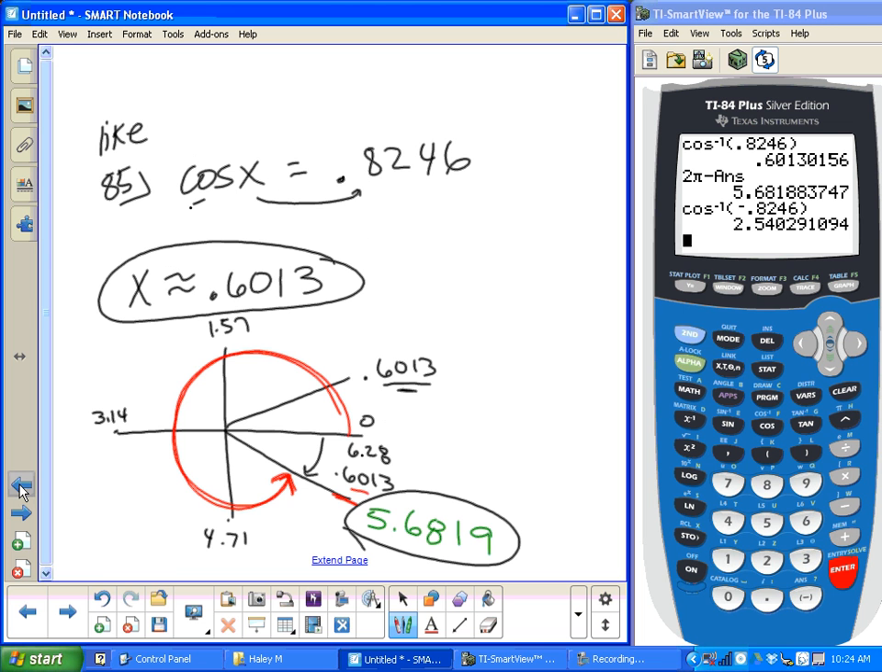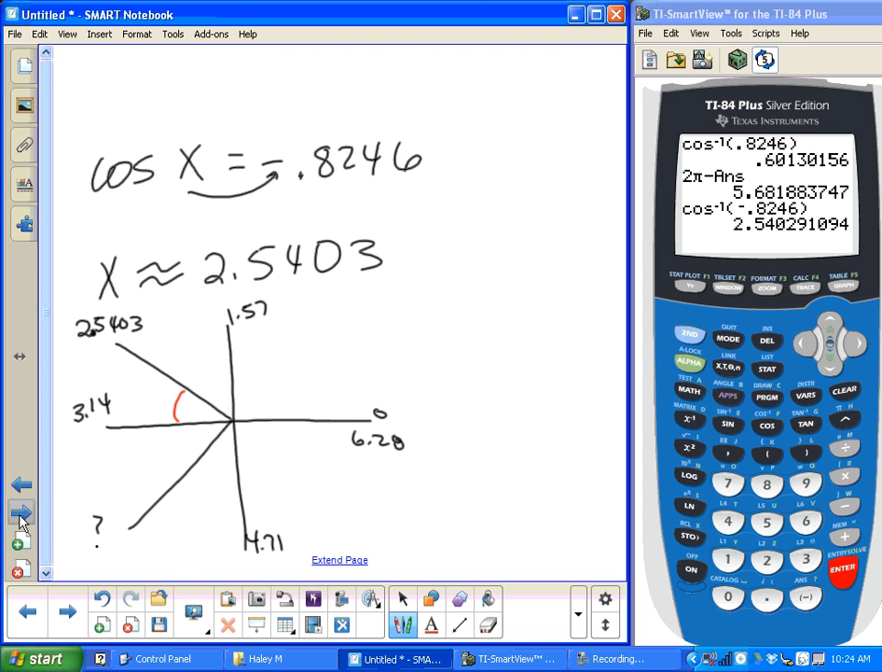Now, in our last problem, it was in the first quadrant. Remember what happens in the first quadrant? The reference angle is the same. All right. But if it's in the second quadrant, let's see if you guys can figure out what the reference angle would be right there.